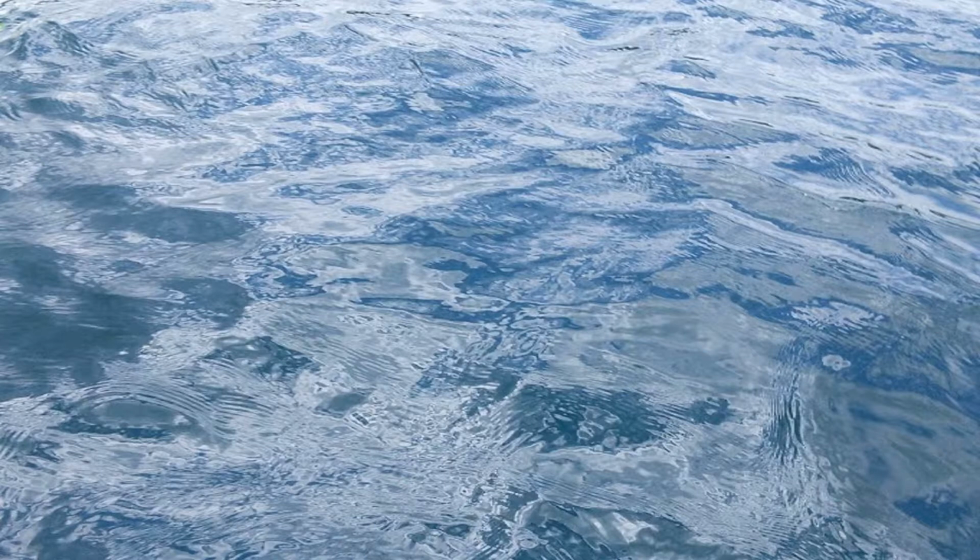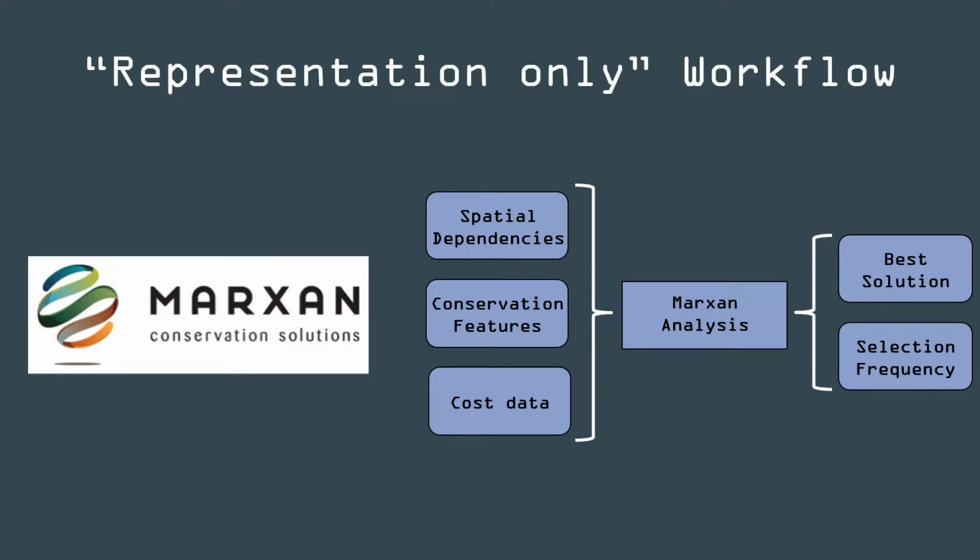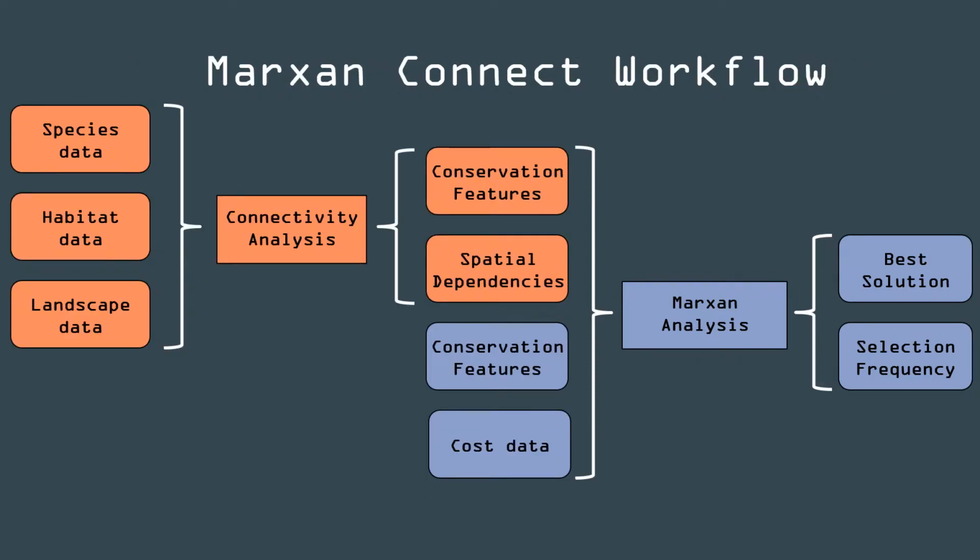Connectivity complicates the spatial planning process because organisms don't know where a protected area begins and ends. Half of this picture is in an MPA and the other half is outside. The typical spatial planning workflow uses Marxan, and Marxan typically does not incorporate connectivity, which is why we've created Marxan Connect to act as a pre-processing module for a typical Marxan analysis for it to include connectivity.